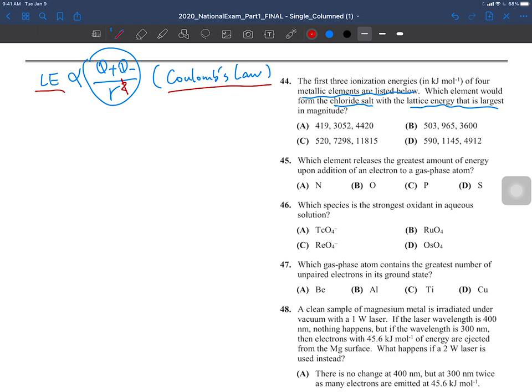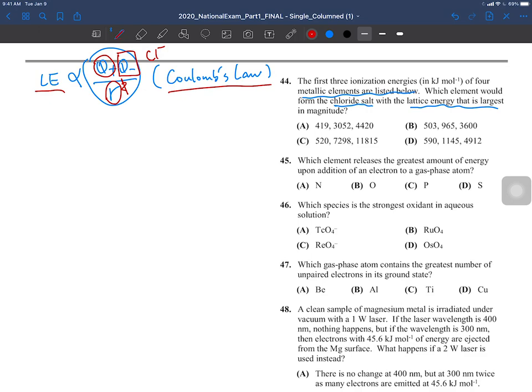So here I think the Q minus is the same because it is chloride. So we are supposed to find a cation which has a high charge and at the same time it has a small size, right? So how can we find the charge of the cation based on the first three ionization energies? First, I think we can figure out how many valence electrons there are by reading where the significant change is, right? Because if there is a significant change, that means it is already the removal of the inner electrons.